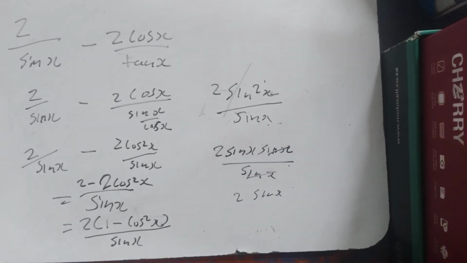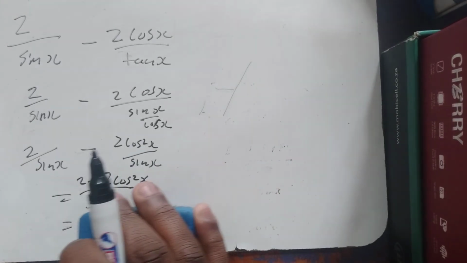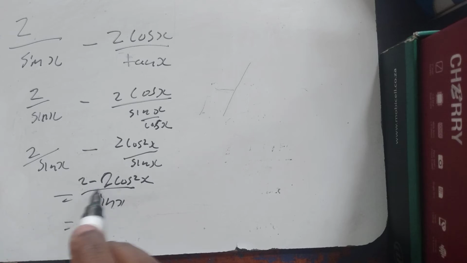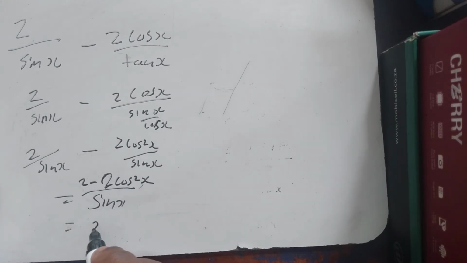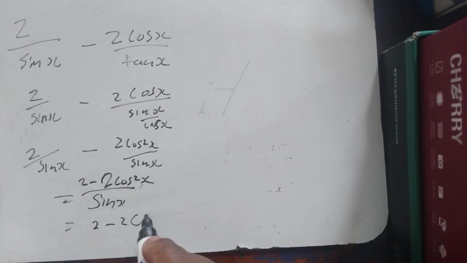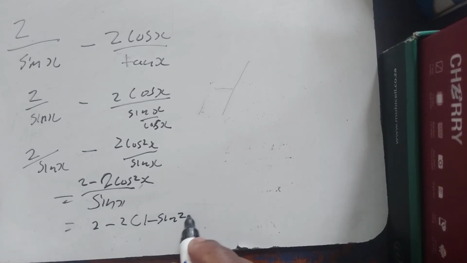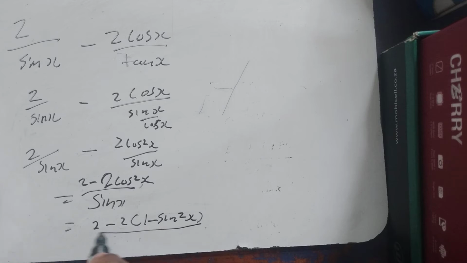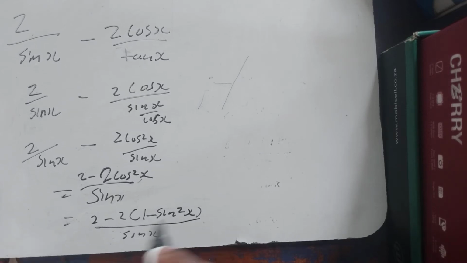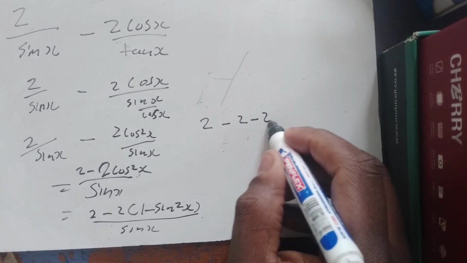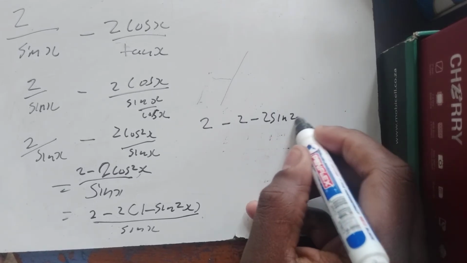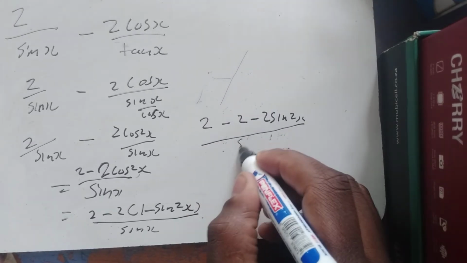Let me show you another approach we could have taken from this level. If you had chosen not to factorize, and had chosen just to change this, then it would be 2 minus 2 times cos squared x, which becomes 1 minus sine squared x, over sine x. If you chose to do it this way, this would be 2 minus 2 minus sine squared x over sine x.